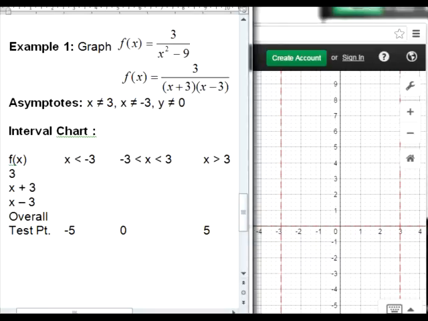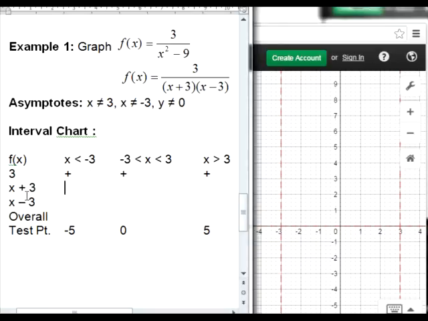Now, there's no x value in the 3, so no matter what I plug in for x, this value is going to be positive. The numerator for this equation, no matter what I plug in for x, is always going to be positive. So that's just what these pluses are telling me.